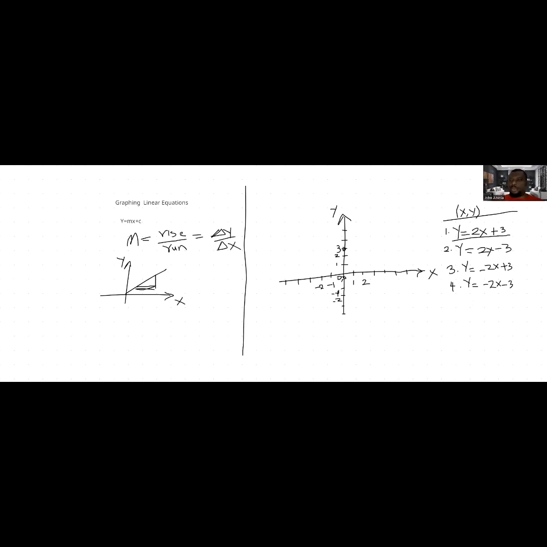Now look at the slope. As I told you earlier, for you to plot any line, any linear equation on the coordinate system, you need to know the slope and you need to know the y-intercept. Now we know the y-intercept as positive 3, and the slope as positive 2.